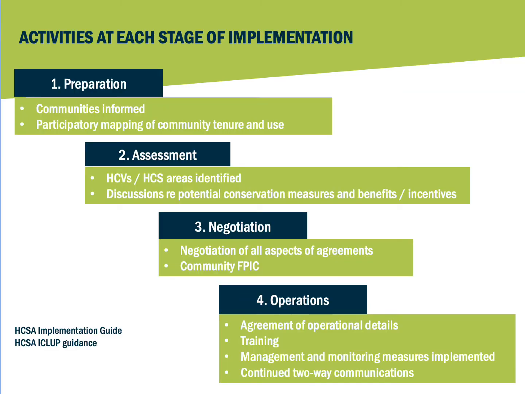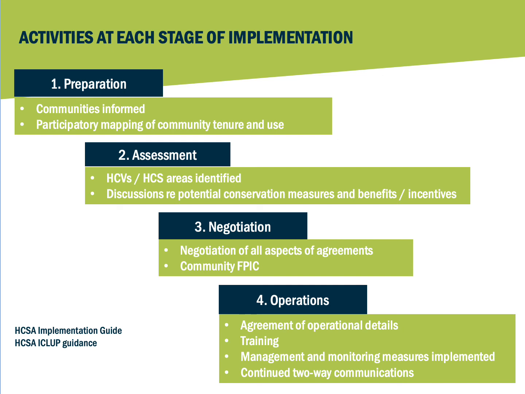In conclusion, here's a summary of the steps that are needed in relation to local community involvement in conservation management and monitoring. They are structured by the 4 stages of implementation that are described in the Implementation Guide. During the preparation stage, the company explains the requirements for conservation areas to the community, including the need for community FPIC and the potential for incentives and benefits. If the community wish to proceed, basic participatory mapping of areas under community tenure and use is carried out as part of the land tenure and use study.